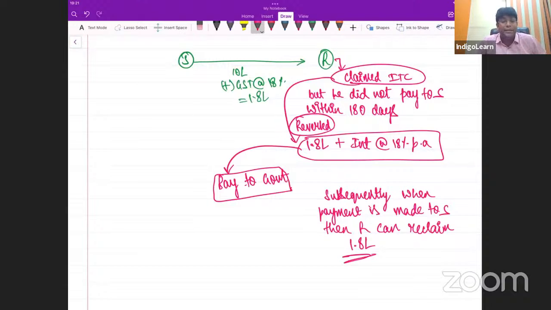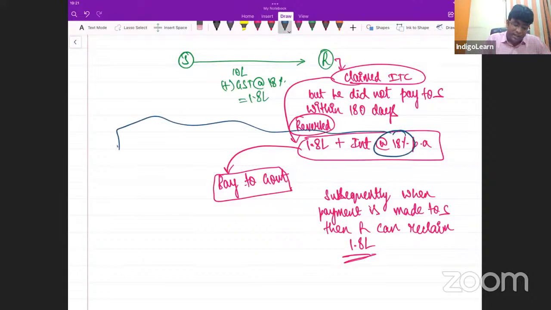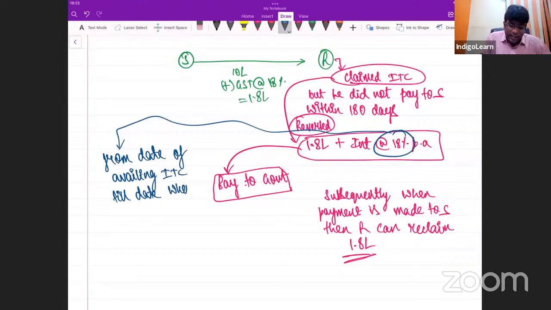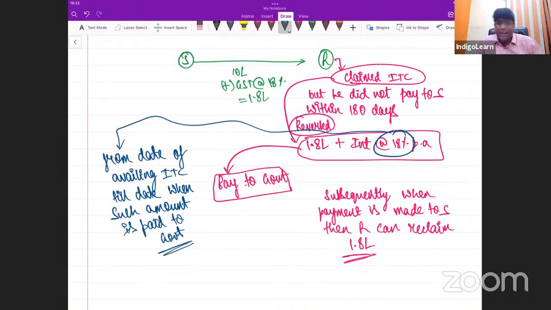And 18% from when? Some student is asking, sir, 18% from when? I will tell you. This 18% is from the date of availing credit. When did you enjoy that credit? Till when? Till the date when such amount is paid to the government. So from the date when you enjoy the credit till the date when you pay it to the government, for that period we will calculate interest, and that too at the rate of 18% per annum.